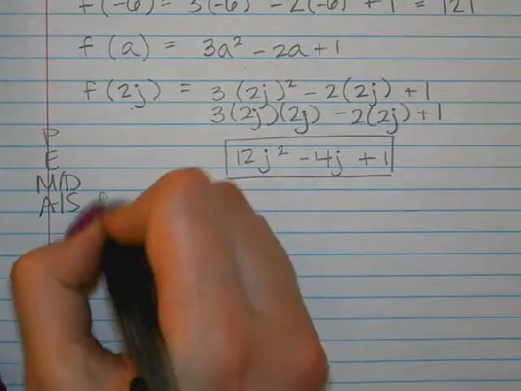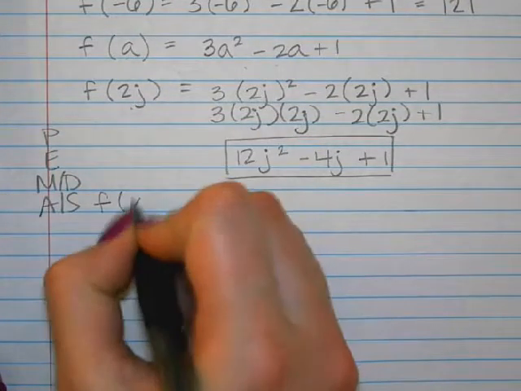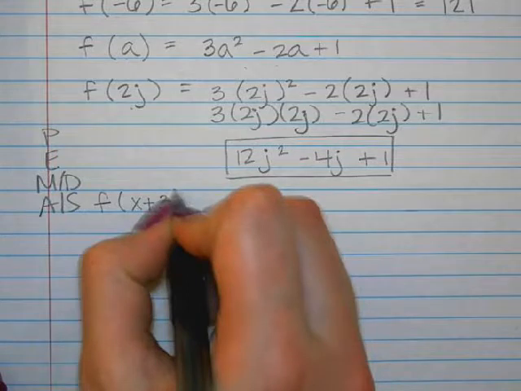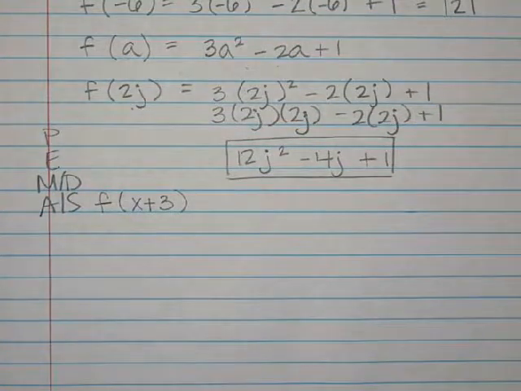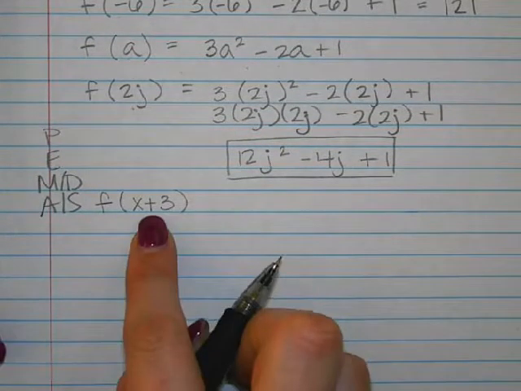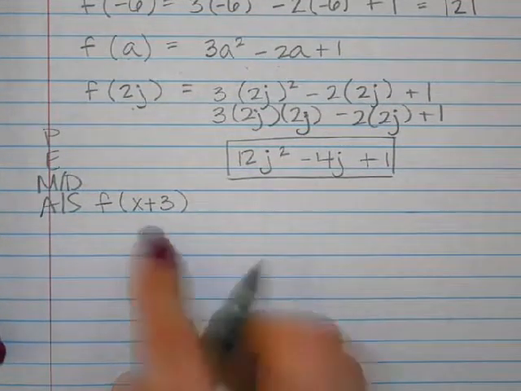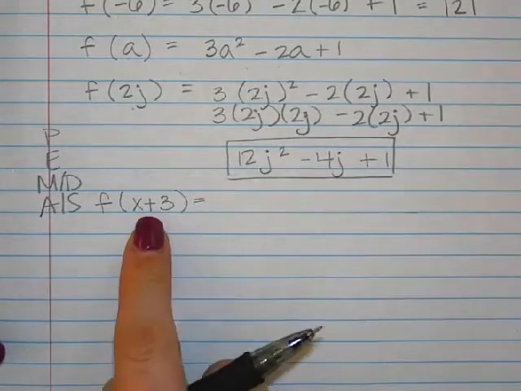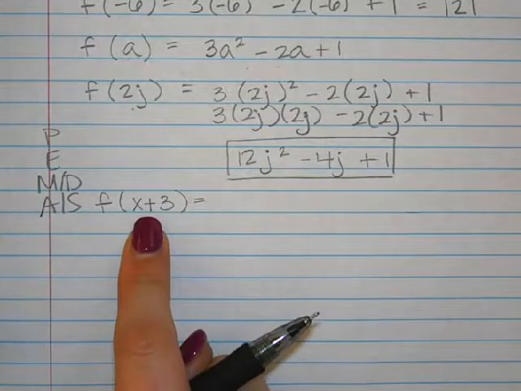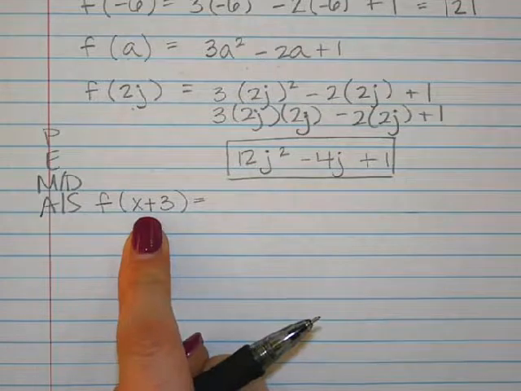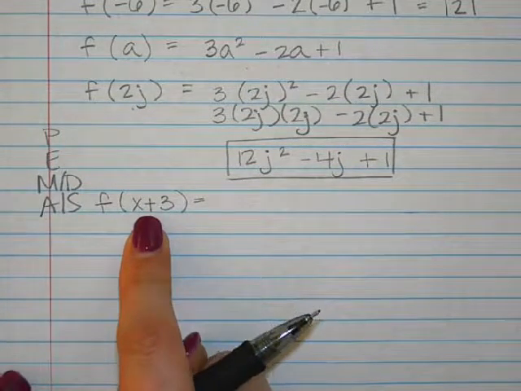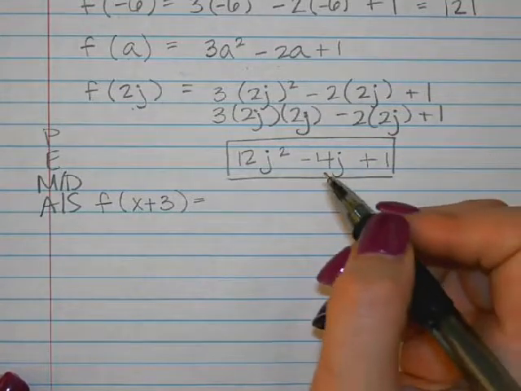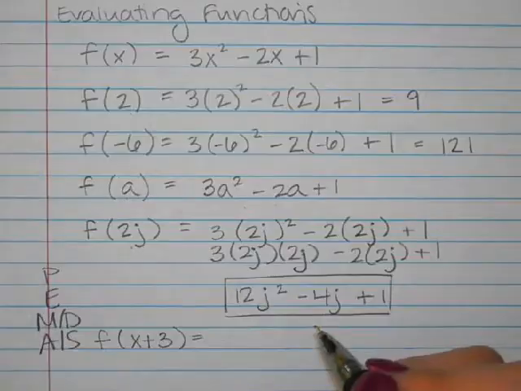So this time we're going to do f of x plus 3. So this is an expression, right? That means our answer is going to be an expression. It also means we cannot use a calculator to do this for us. We have to do it by hand. So what should I be writing? Yep, same f of x all the way through.